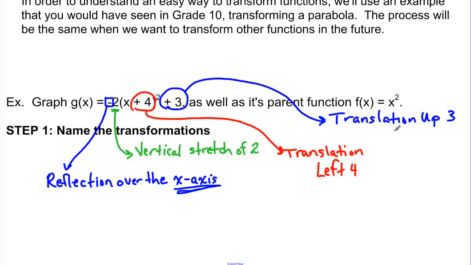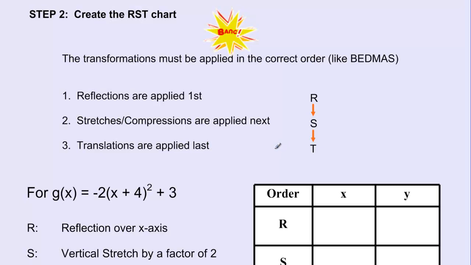So now that we know these, let's use the RST chart to help us graph what this function will look like. Step 2 in our process is to now create the RST chart. RST again stands for reflections, stretches and compressions, and translations. But one thing we need to remember is we can't just apply these transformations to our parent function, y equals x squared, in any random order. Just like how we have to use BEDMAS when we're doing any order of operations, we have to follow BEDMAS when we do our RST chart.